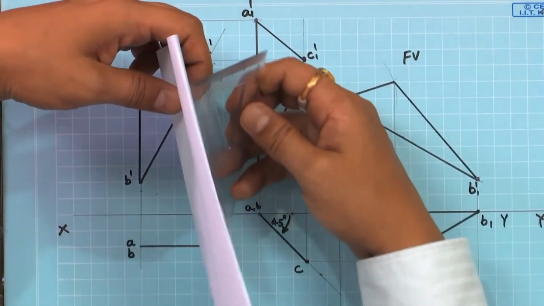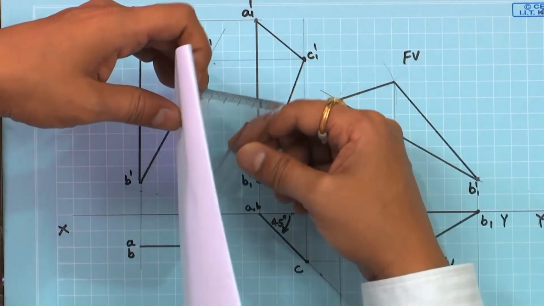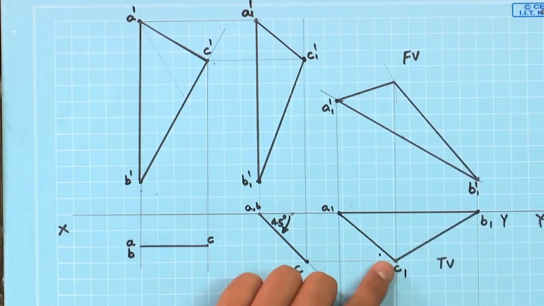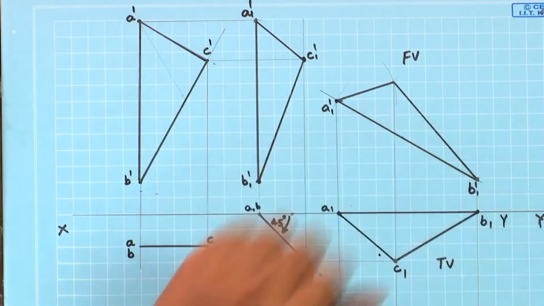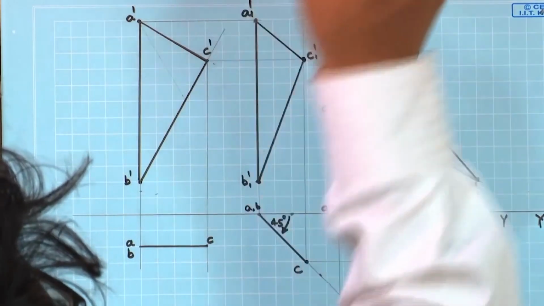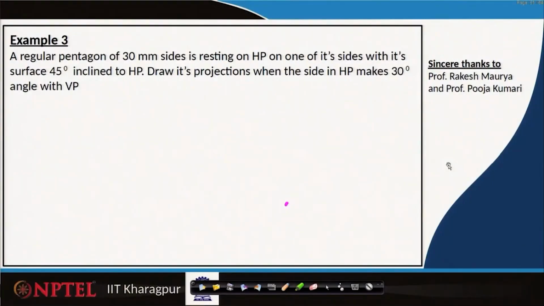So, what you are actually observing is the top view of that set square, and that is the top view we are seeing here, and that is the front view one is seeing there. With that, let us move on to the next example.